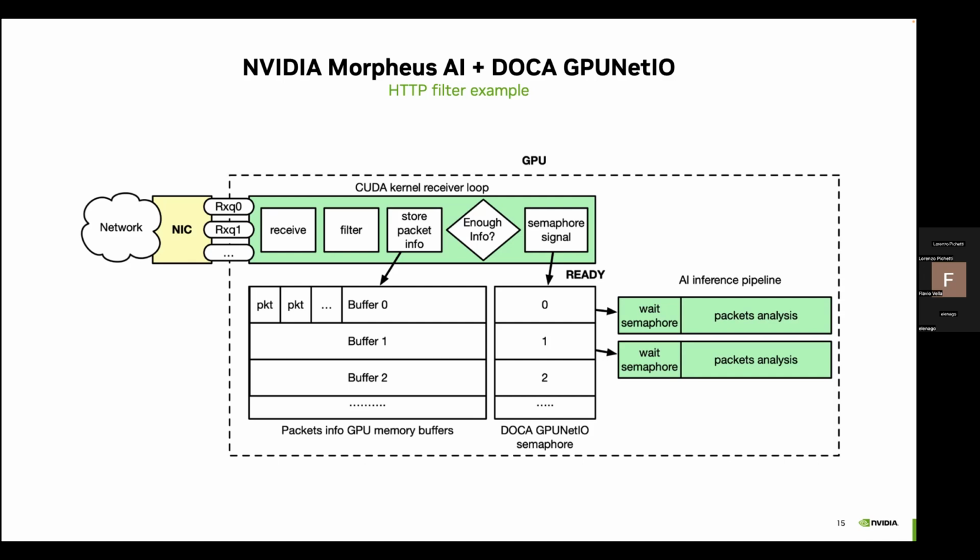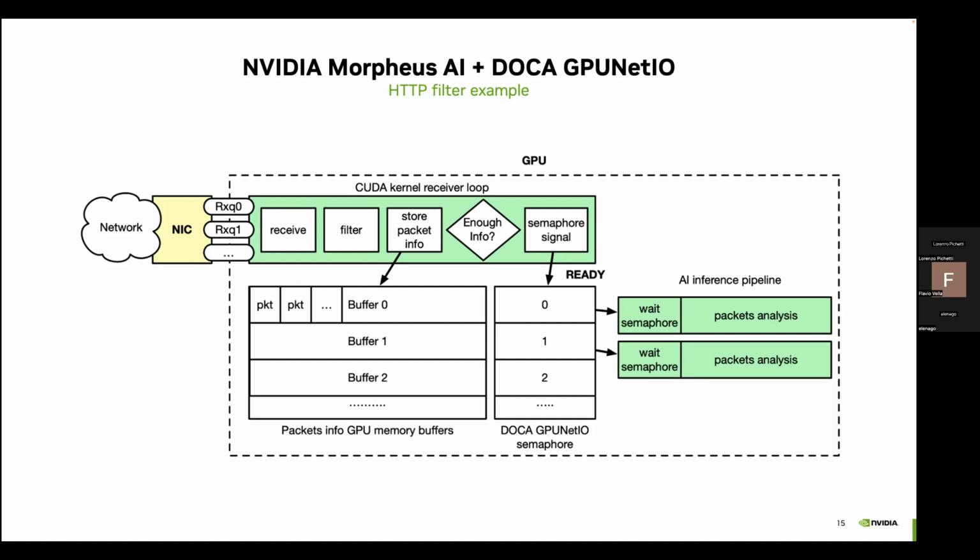We have basically our system with a network card that is capable of sniffing traffic from the network. And we have multiple receive queues connected to the GPU memory in the way I described before. Then Morpheus has, on a dedicated stream, a CUDA kernel that receives packets in a loop from those queues.